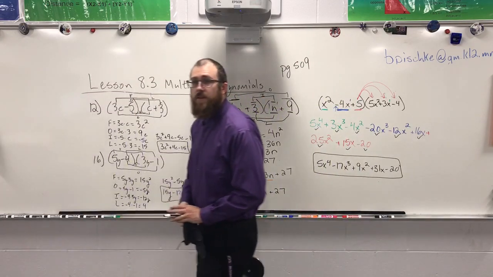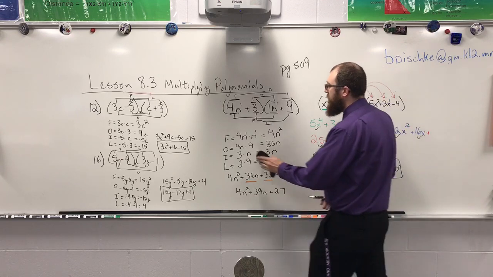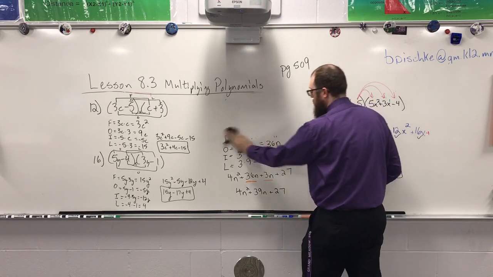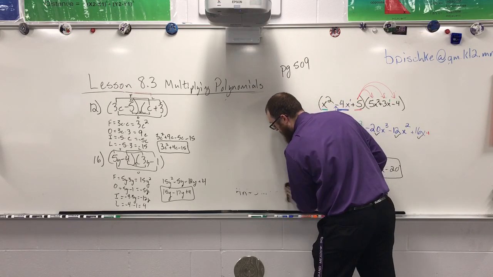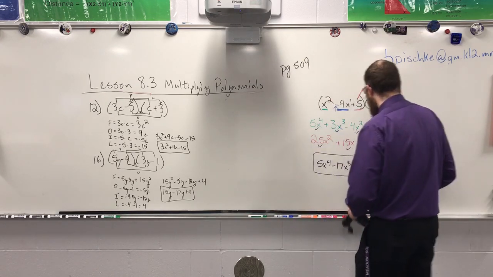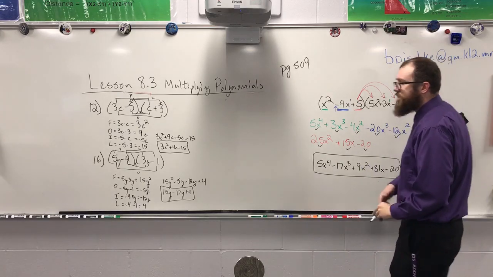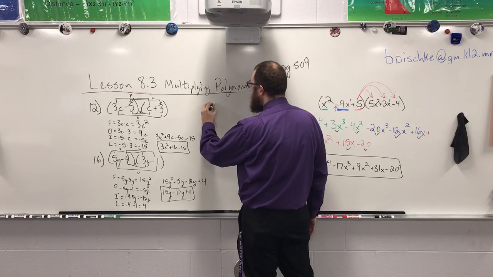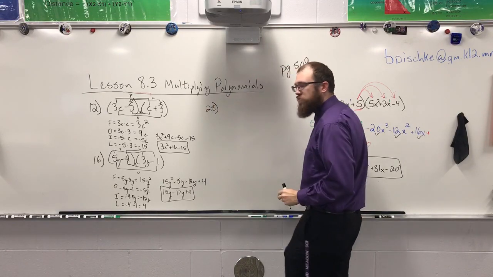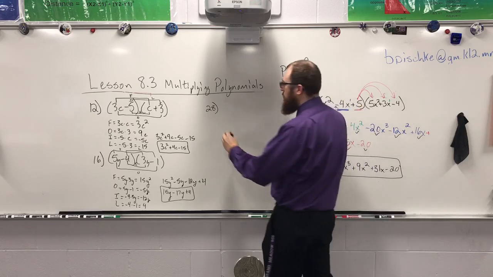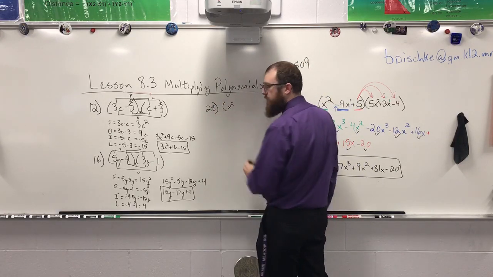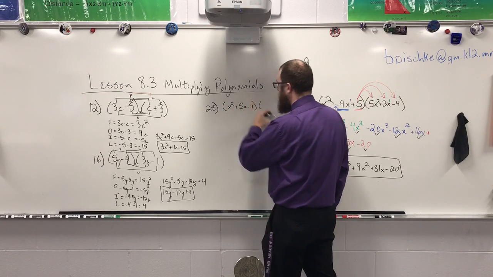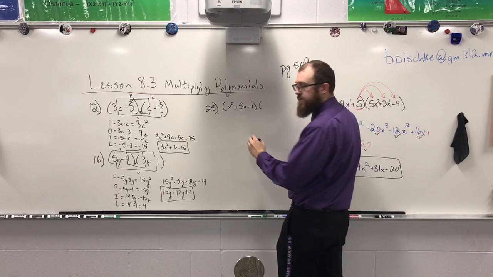Hopefully I didn't go too rapidly through that one for everyone. I know this video is pushing the long side of things, and I knew it would because we had a lot to go through. The last one I'm going to do is 28, and I'm not going to fully do 28. I'm just going to get you rolling on it. Problem 28 is x squared plus 5x minus 1 times 5x squared minus 6x plus 1.